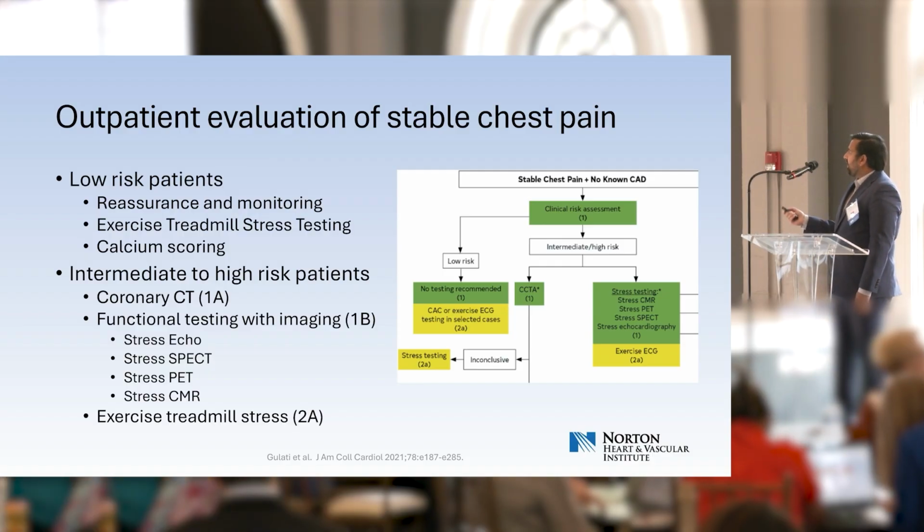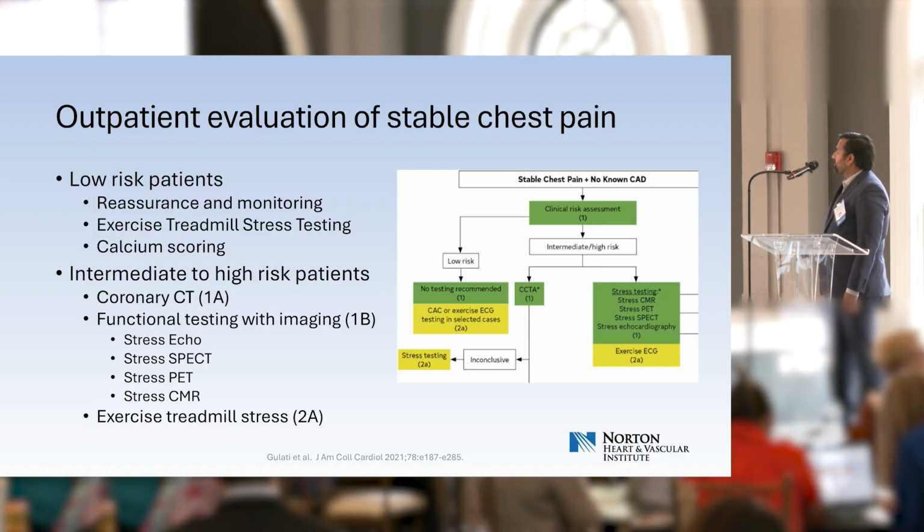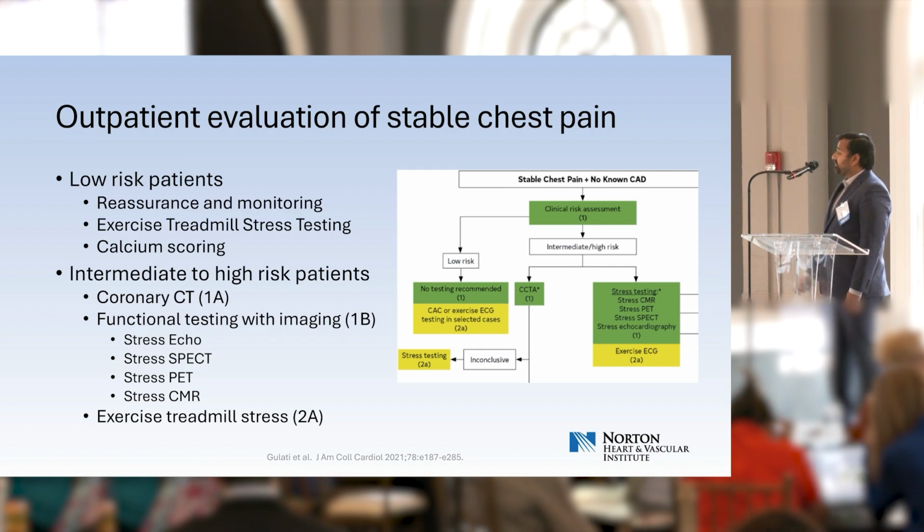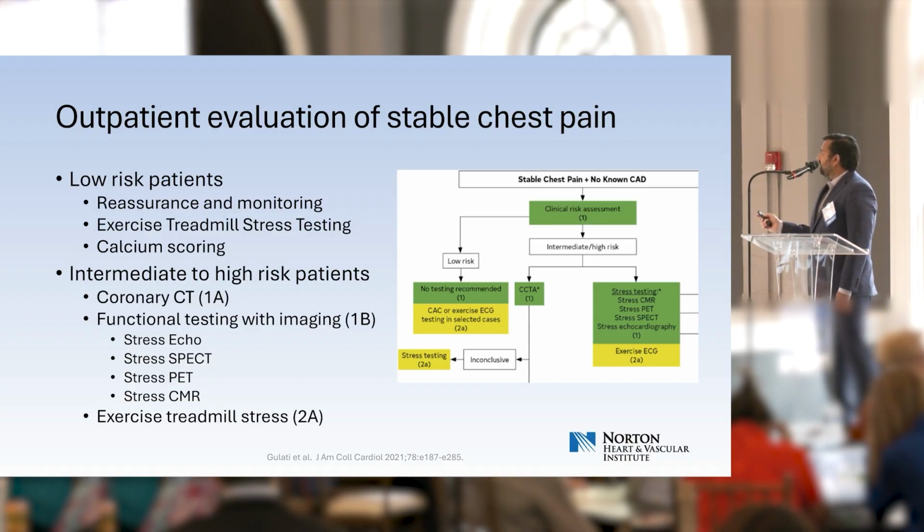So in the guidelines, they quantify which tests we should do based on patients' risk. For low-risk patients, it's actually a class 1 recommendation to do no testing because the incidence of disease is so low. However, if you do think a test is needed based on your interaction with the patient, they do recommend exercise stress EKG or coronary calcium score, which is not a strategy I routinely use. For intermediate to high-risk patients, it's a class 1A recommendation for coronary CT compared to a 1B recommendation for the functional testing that we discussed.